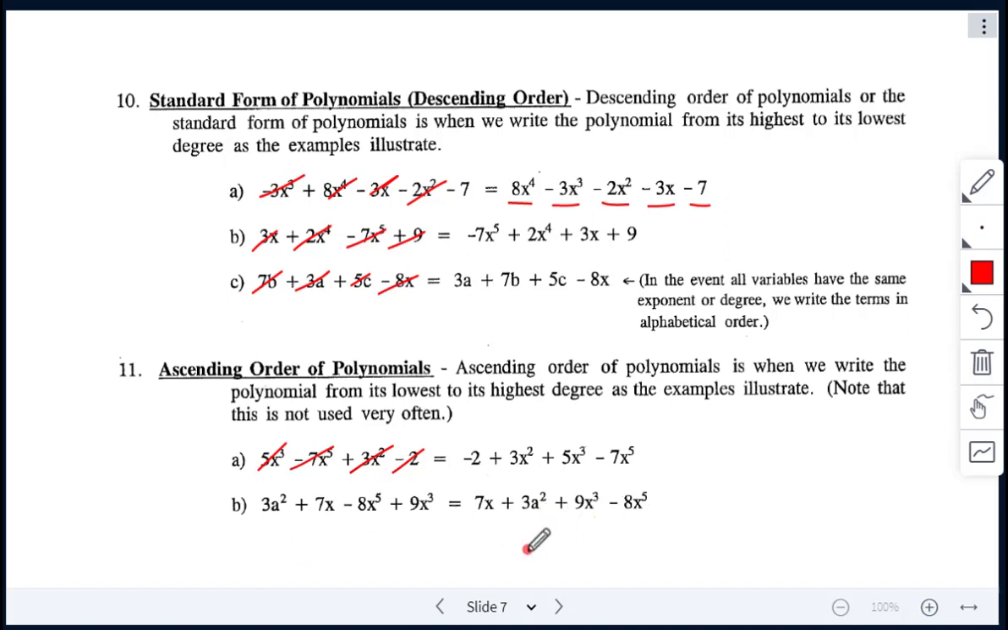Okay, and then here, 7x is written first. It's a degree of 1. Then we have the 3a squared, degree of 2. And then the 9x cubed, and then the negative 8x to the power of 5. All right, but this is the standard way of writing. This is how we will be writing. It is in the descending order.